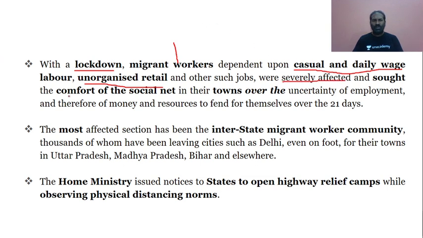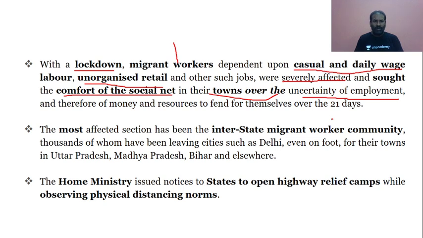and then they sought comfort of the social net in the towns over the uncertainty of employment. I would explain this entire paragraph. That means the migrant workers who came from UP, Bihar, Jharkhand, Haryana, or even Punjab into Delhi were badly hit, severely affected because of the national lockdown.